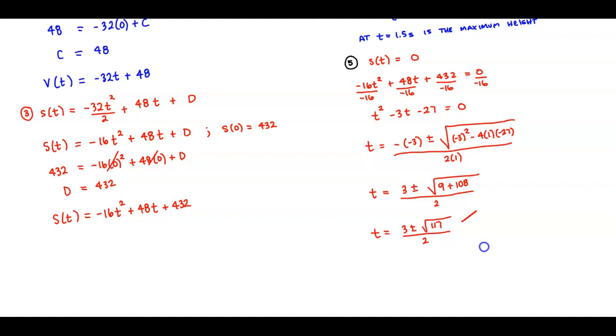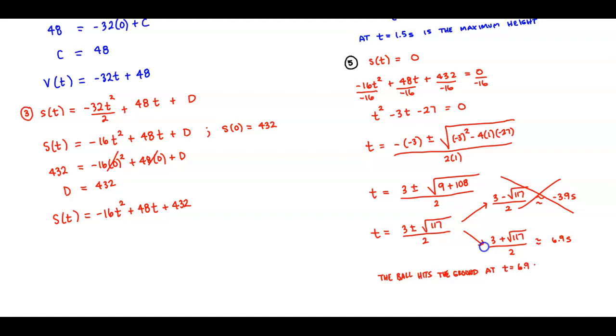So that's going to give us two values. We have 3 minus the square root of 117 over 2, and then we have 3 plus the square root of 117 over 2. We plug this into our calculator. We get approximately negative 3.9 seconds here, and then approximately 6.9 seconds here. Well, we're not going to have a negative time, so we're going to have to eliminate this. And so what that tells us is that the ball hits the ground at t equal to 6.9 seconds.